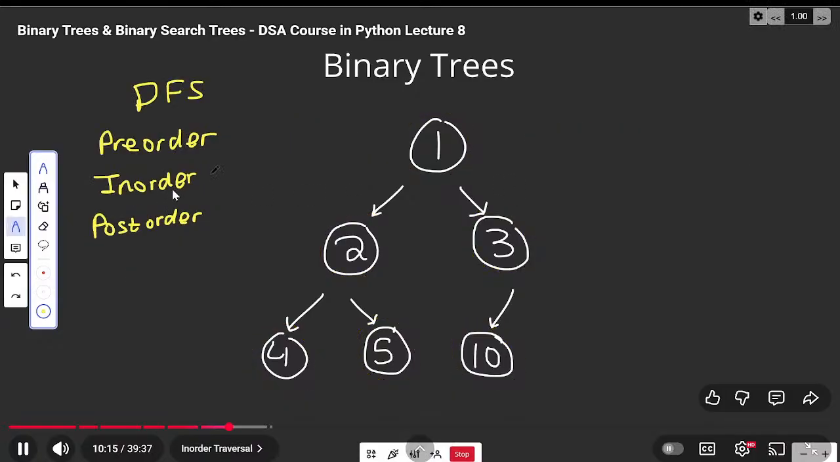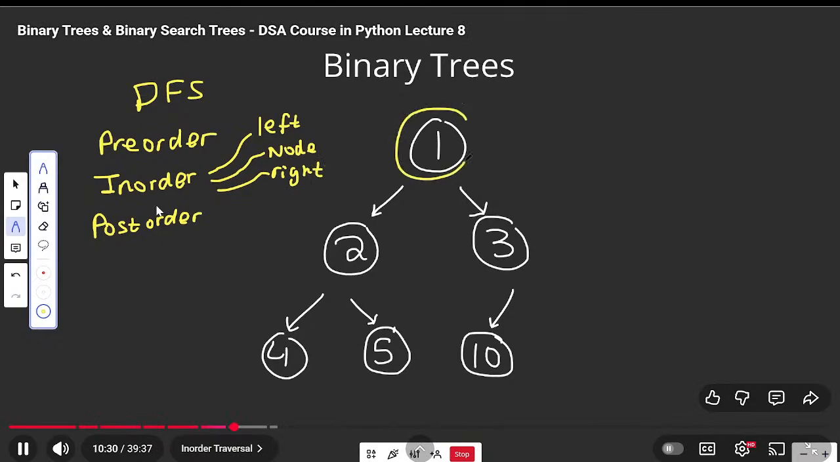Okay, now let's do an in-order traversal. So the first thing you would do is actually process your left side before you process yourself. And then you would process yourself after you're back from that left traversal. And then after you've processed yourself, then you process the right side. Okay, so let's see what that means.